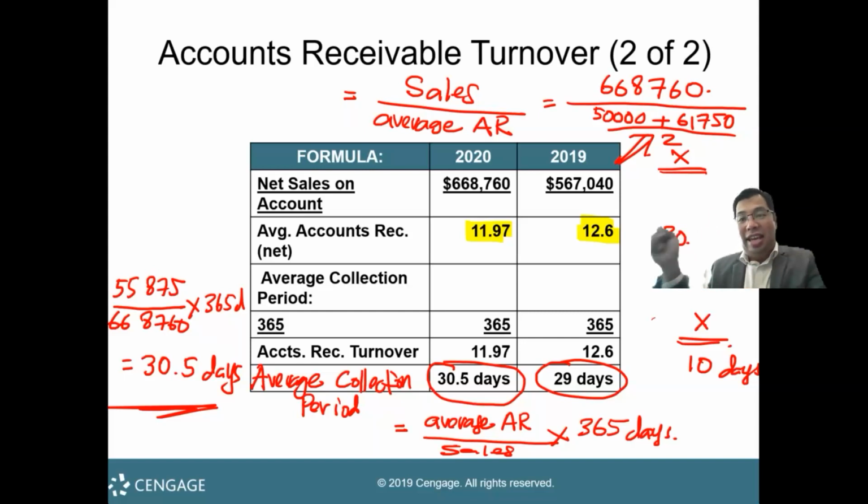The answer is they are more efficient because they took a shorter period to collect money from their customer. By having a shorter period, they have more liquidity, extra cash, they can buy more assets, they can quickly roll the money to generate income.